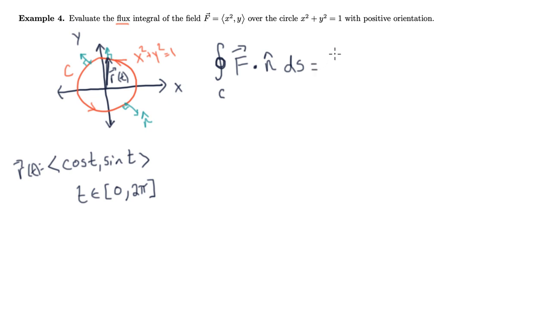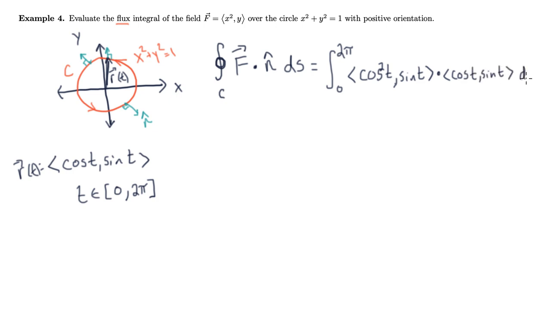So when we do this, we're just going to integrate from 0 to 2 pi. F, we're going to evaluate. So we want to plug in x of t for x. So that's going to be cosine squared t. And then y of t for y, so sine t. And then we take the dot product with the normal direction, but the normal direction is just cosine t, sine t.